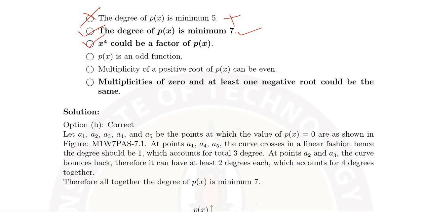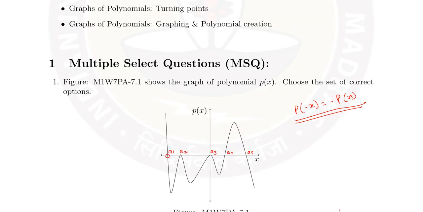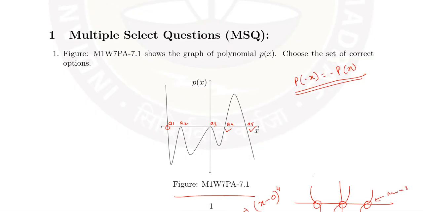Okay, so the next option says the multiplicity of a positive roots of p of x can be even. Now let's see what the positive roots are from the graph. The positive roots are at a4 and at a5. The curve just crosses it in a linear fashion, so it can have a maximum of 1 degree, and this can also have a maximum of 1 degree.